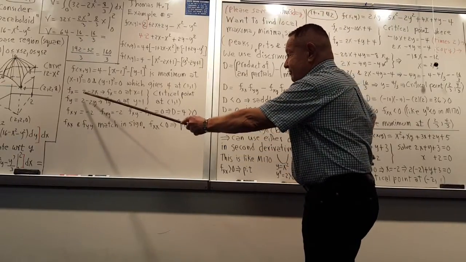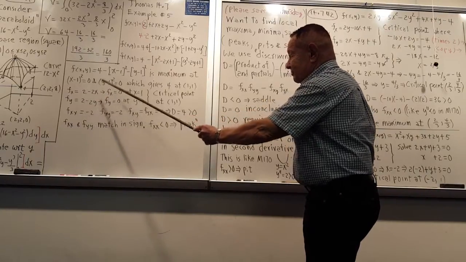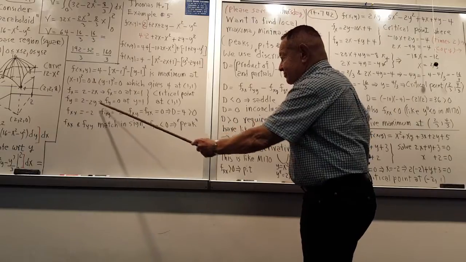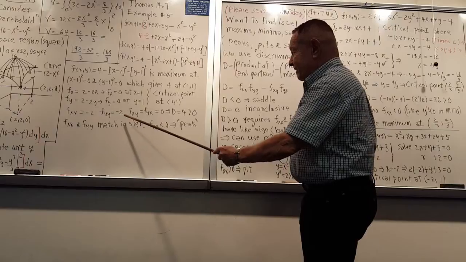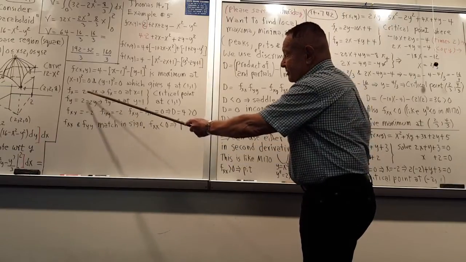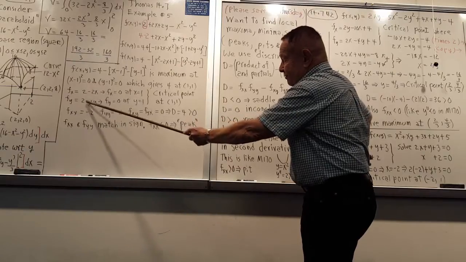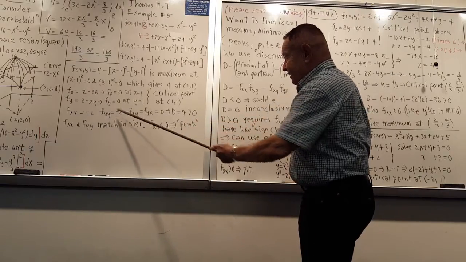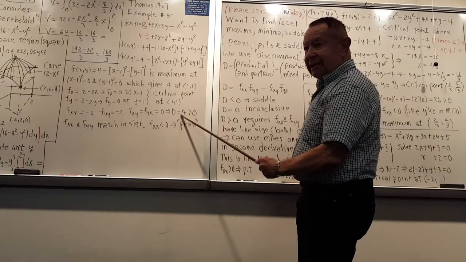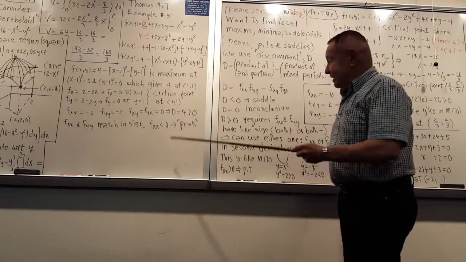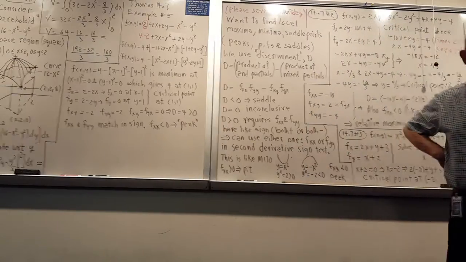Then you do your second partials. Derivative of this, minus 2. Derivative of this one is minus 2. Notice they match in sign. And also your mixed partials, partial of this with y or partial of this with x, those are both 0. So your discriminant is positive. In this case, it doesn't vary with x and y, so it's positive everywhere.